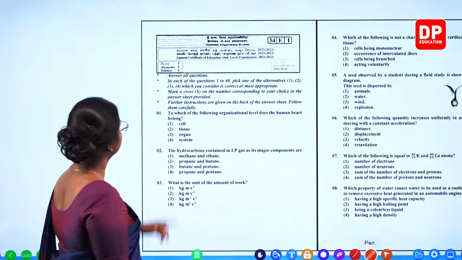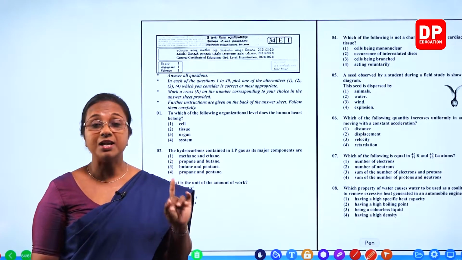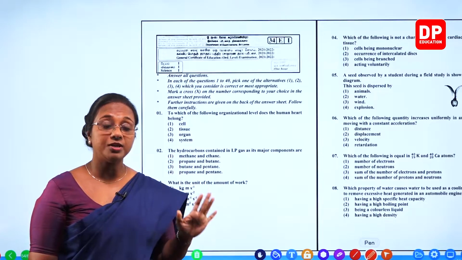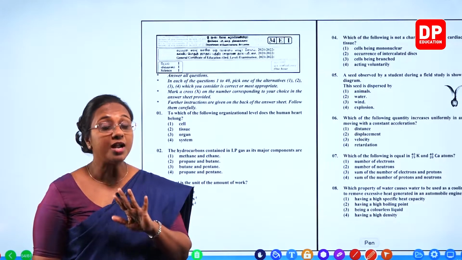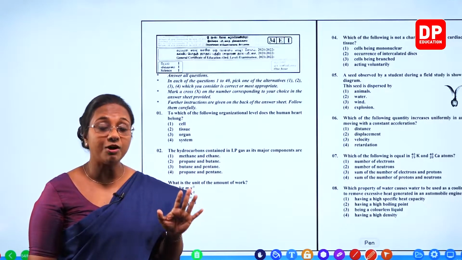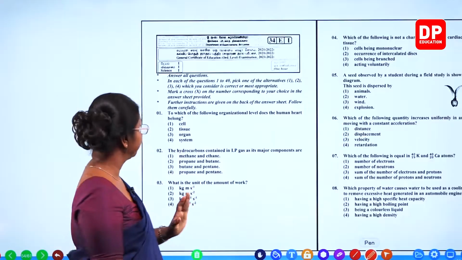We have the instructions. First one is answer all questions because you know paper 1 is out of 40 marks. There are 40 MCQ questions. So each one carries 1 mark. You have to answer all questions. Even if you leave out one question, then you will be losing marks. So you have to answer all of them.